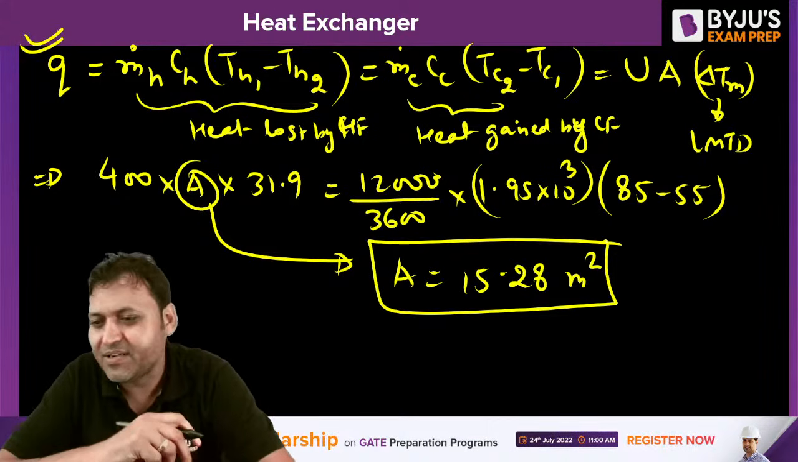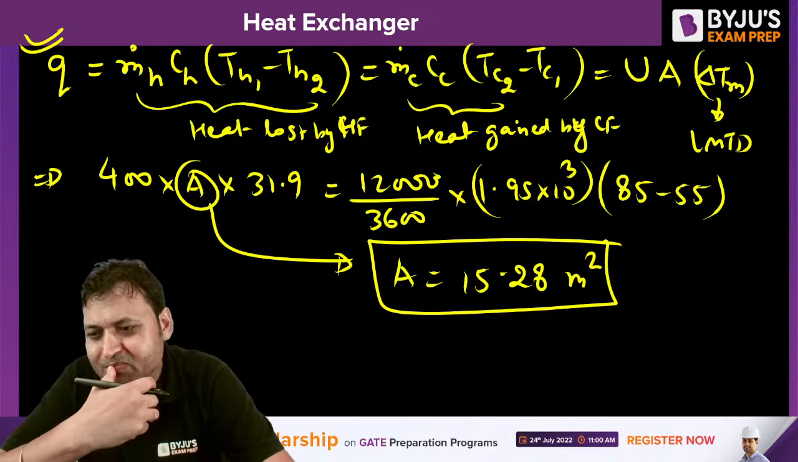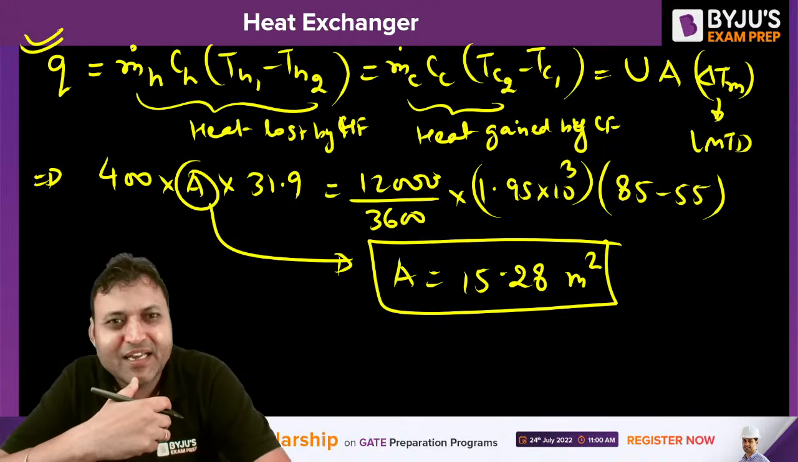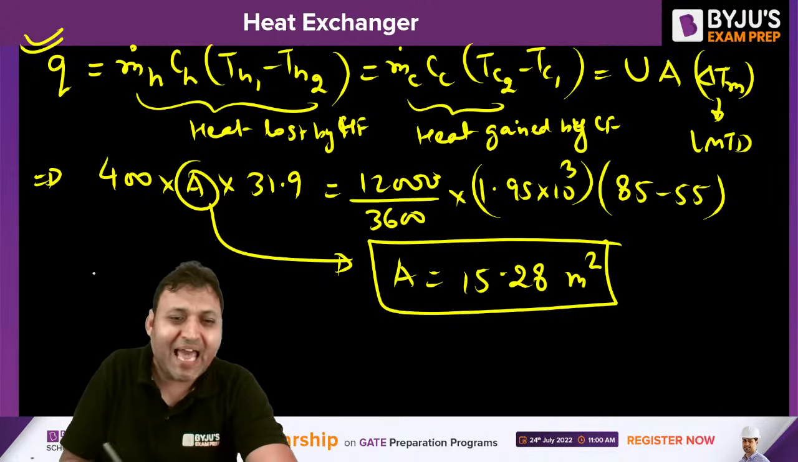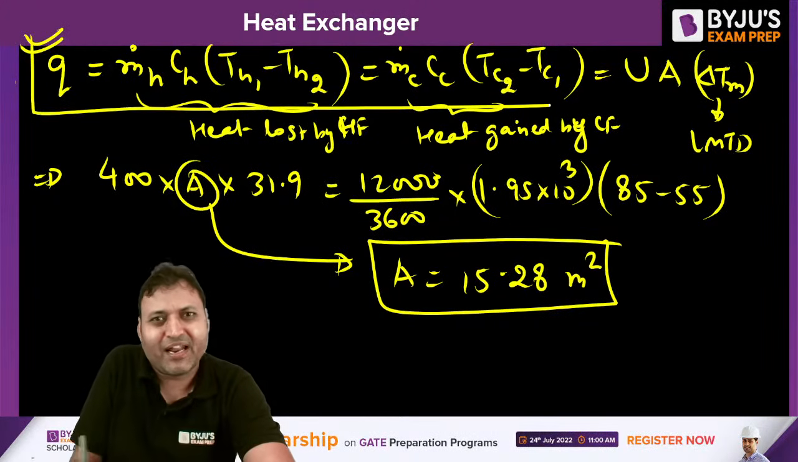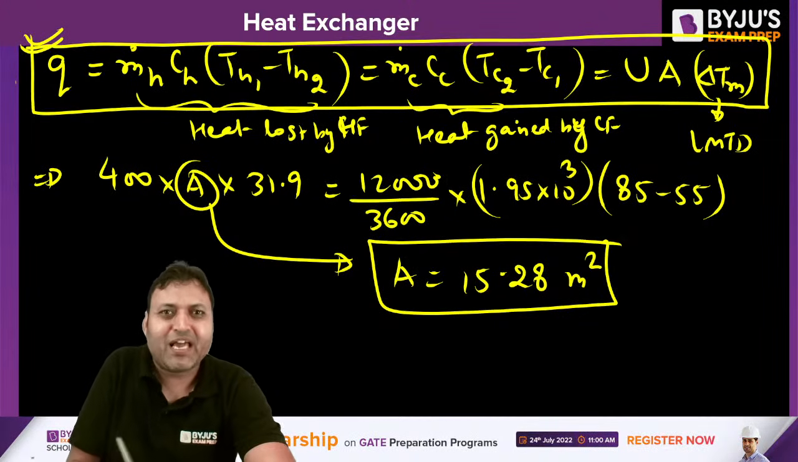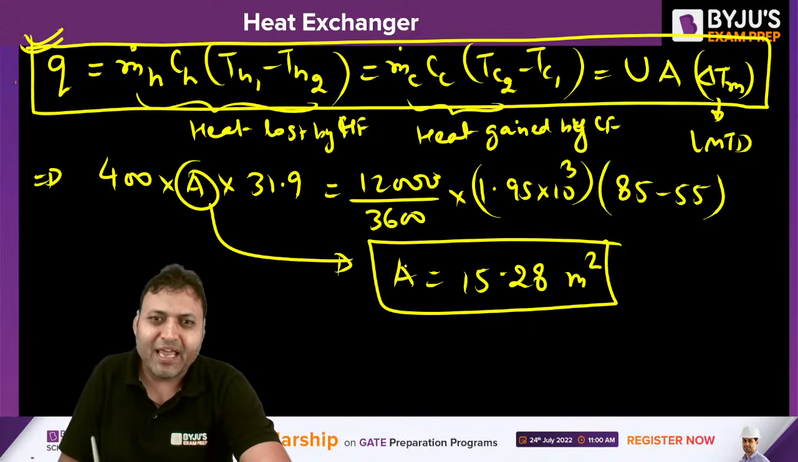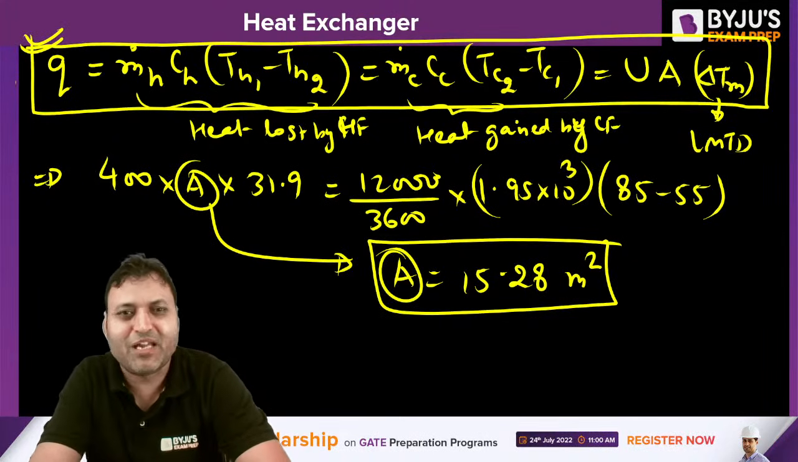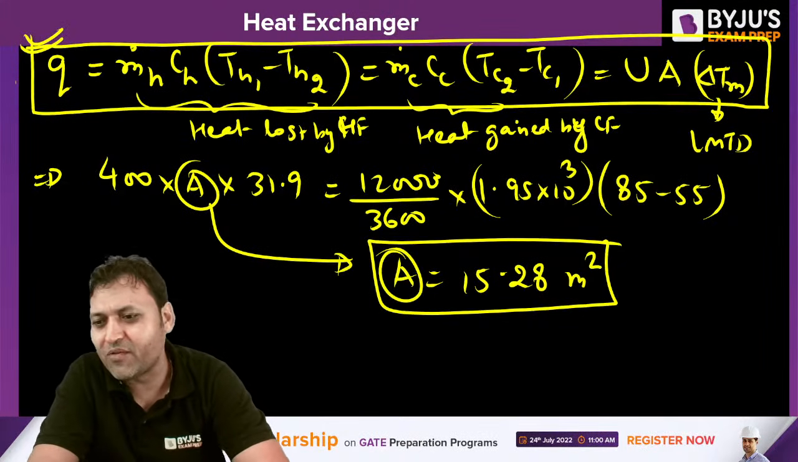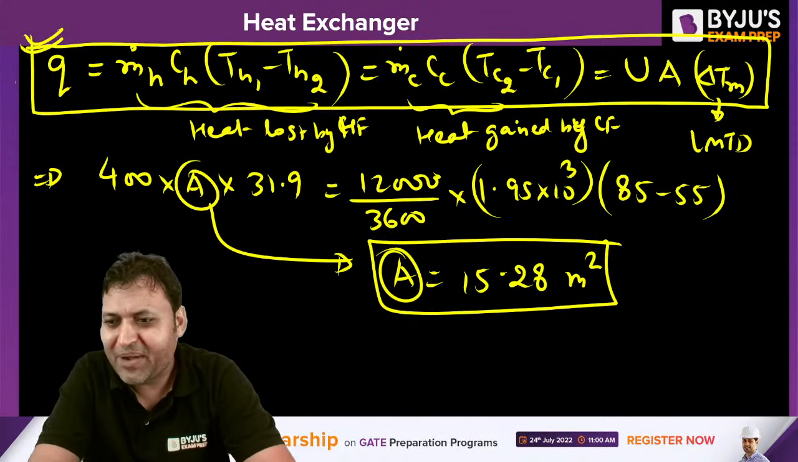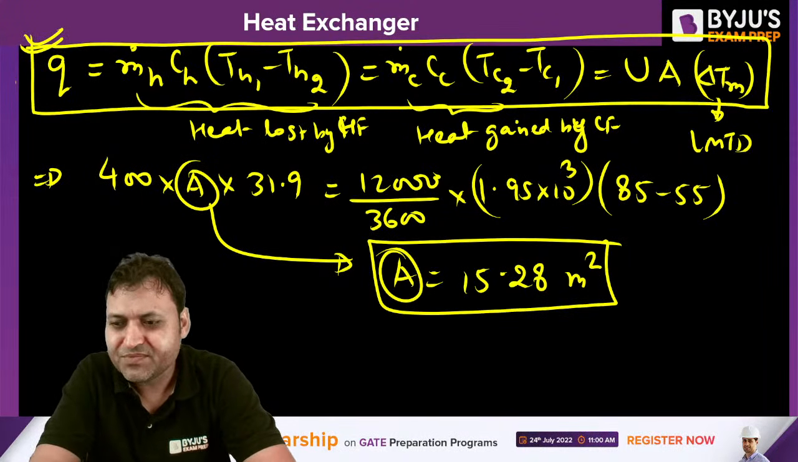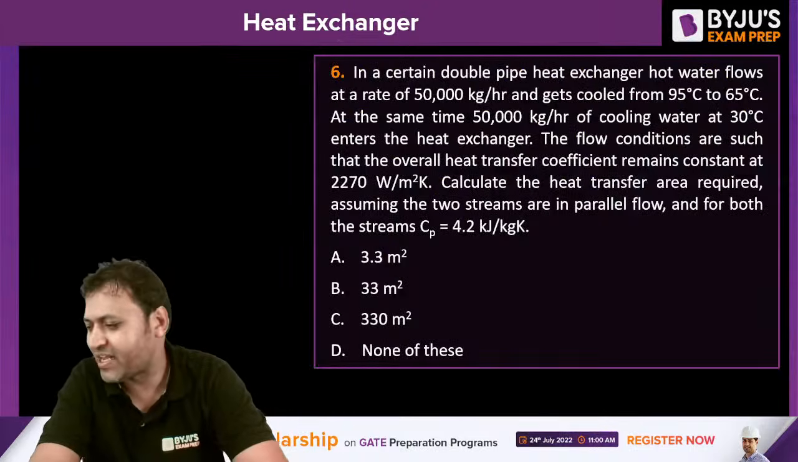This will be the area. 31.9 is the LMTD. Yes, Sachin. But by using the energy conservation equation, we can find out the area of the heat exchanger also, 15.28. Is this all clear to all of you? All fine? Kameshwar, Bhavya, Sachin, getting 15.28. All right, so let us move to the next one.